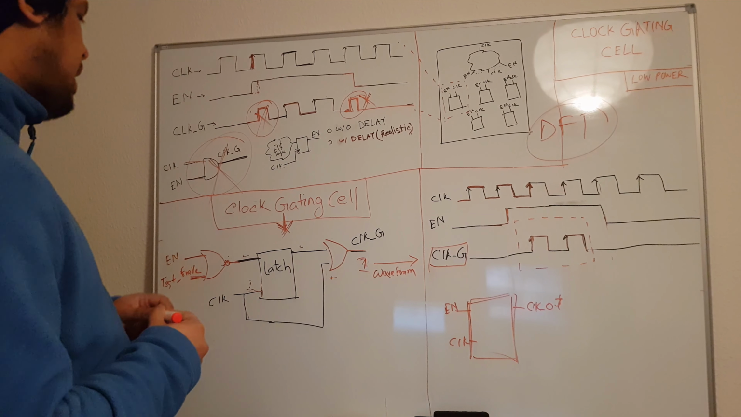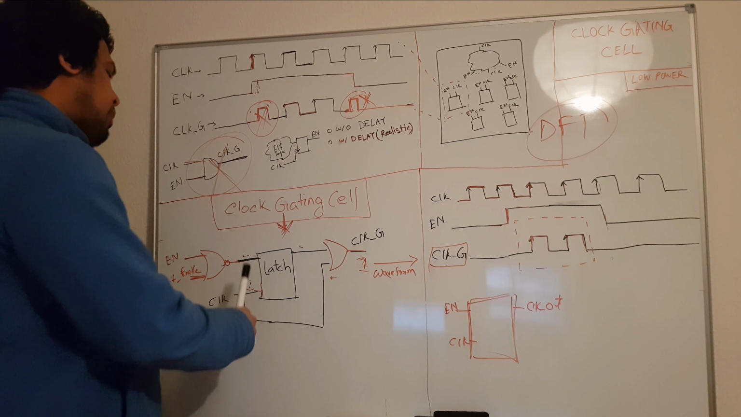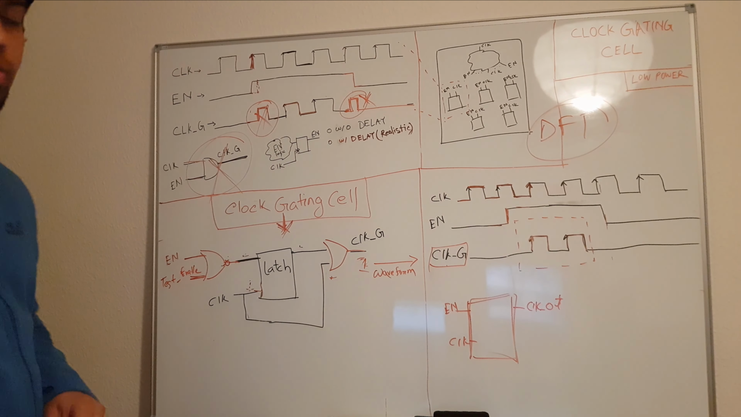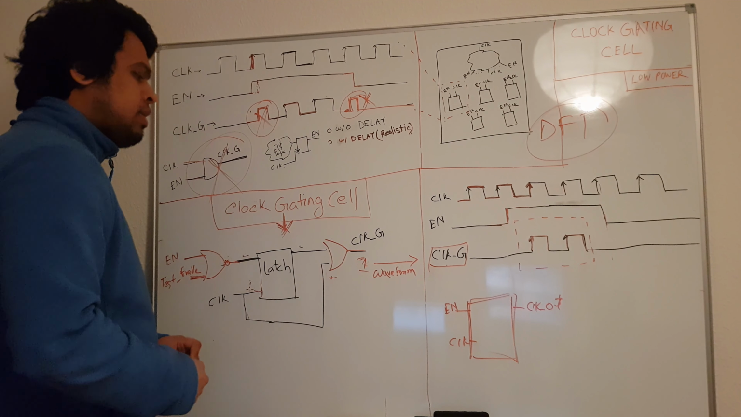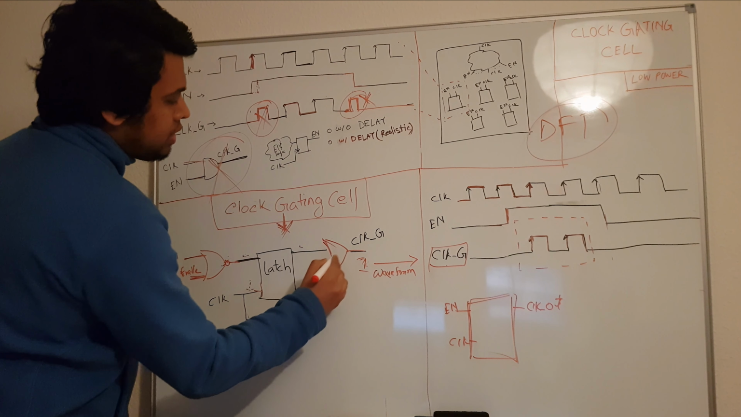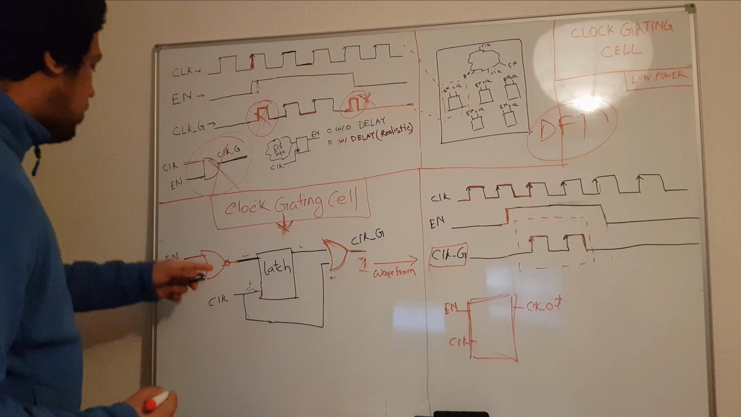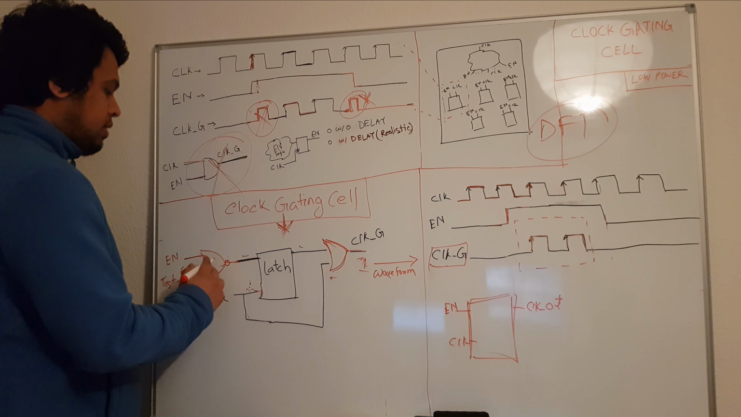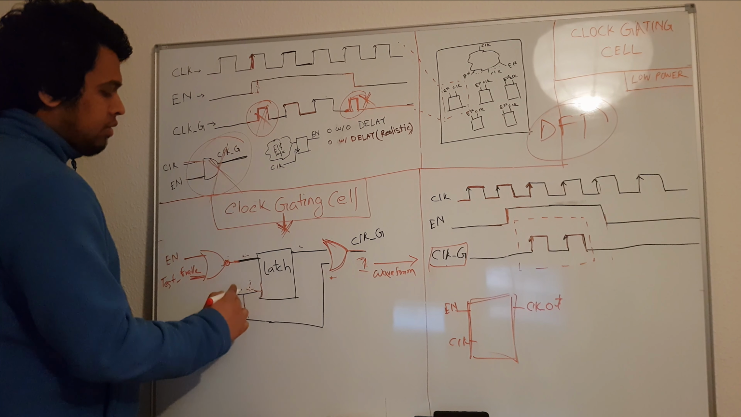So this is actually right now a positive edge latch, and as you can see, we have changed some of the gates here. Instead of an AND gate, we are using an OR gate here, and also instead of the OR gate, we are using a NOR gate, right?